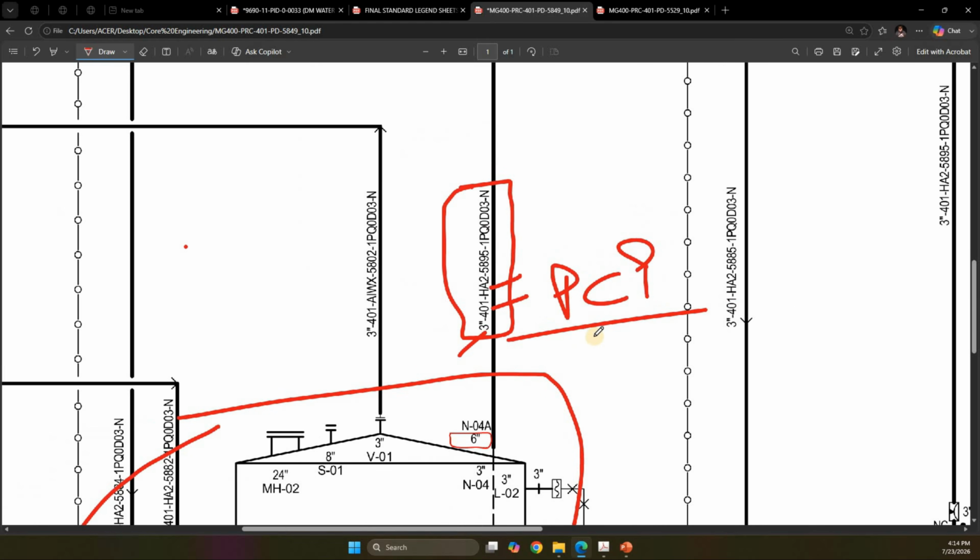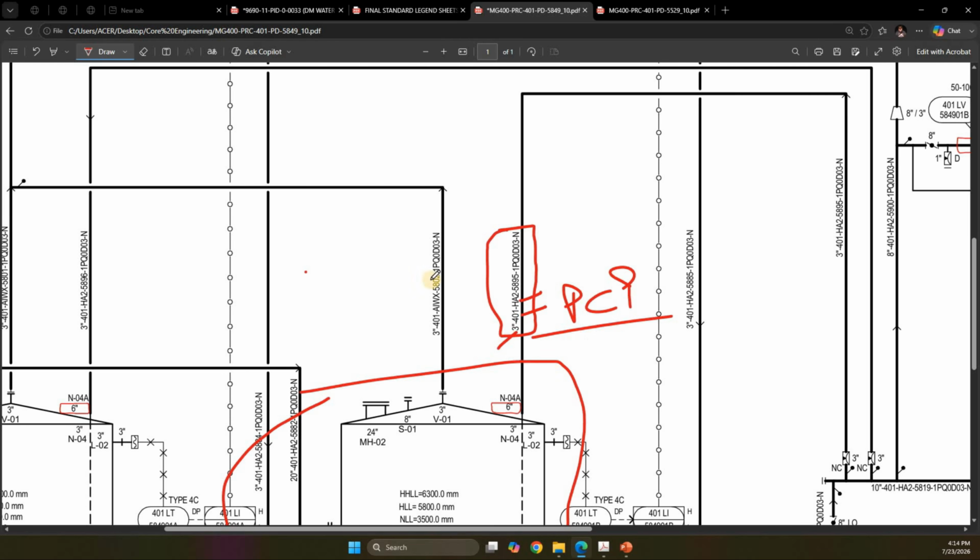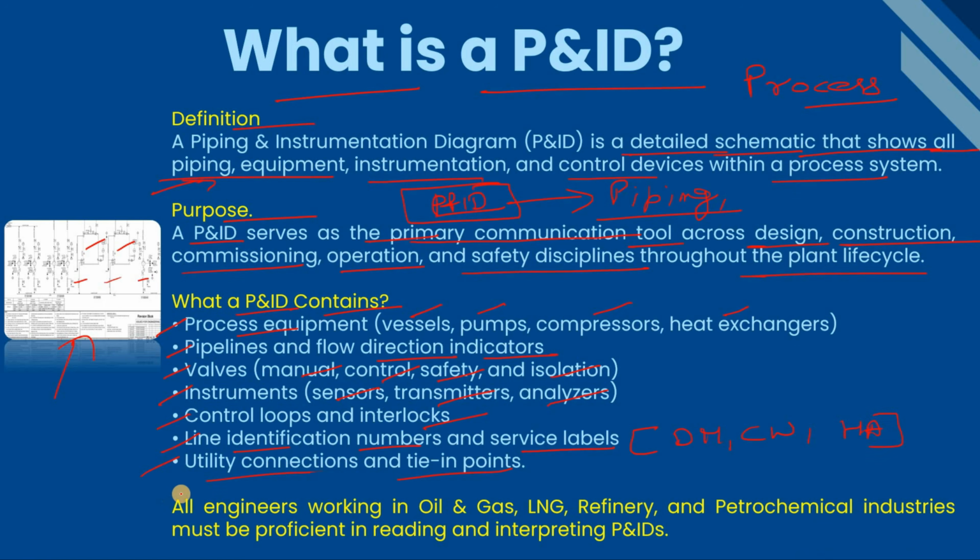But what I said, all the minute details are available in the P&ID, as we said earlier as well, right? Now let's go ahead. That's why I am saying that all engineers working in the oil and gas, LNG, refinery and petrochemical industries must be proficient in reading and interpreting the P&ID. This is very important if you are working in the plant or as a design engineer. Or if you deal with the P&ID, whenever the P&ID is involved in your work, please read about the P&ID, which is very important.